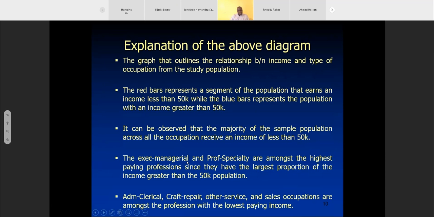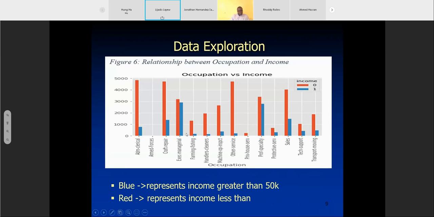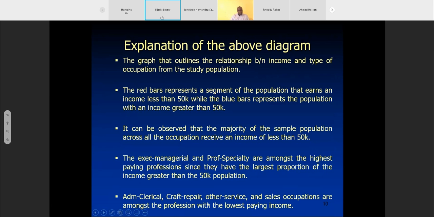And the executive manager and the professional specialty are among the highest paying professions, since they have the largest proportion of the income greater than 50K population. So that means this blue line, the professional specialty, we can see it's more than the rest of the population. And army clerical, craft repair, other service, and sales occupation are among the professions with the lowest paying income.